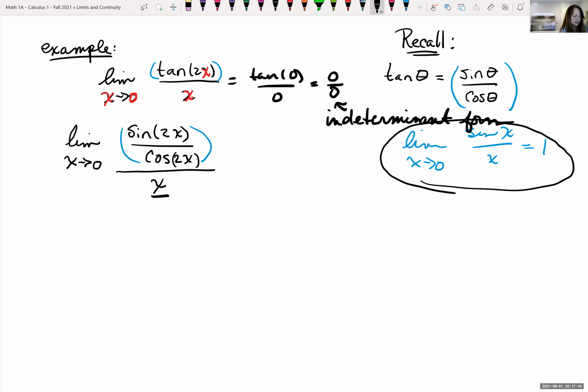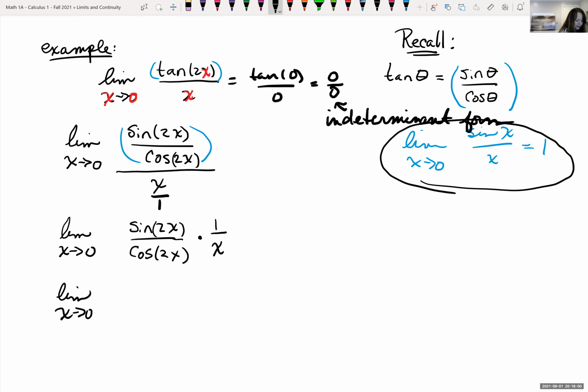Remember, this is just like a fraction divided by a fraction. So let's rewrite this as a single fraction. I have sine of 2x all over cosine of 2x times the reciprocal of x over 1, and the reciprocal of x over 1 is 1 over x. So I'm almost there. I see this sine and I can manipulate it: sine of 2x over x.